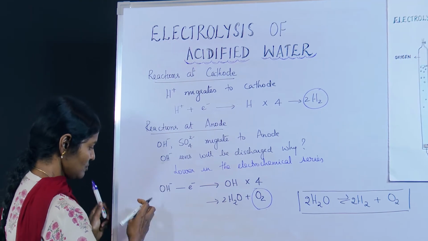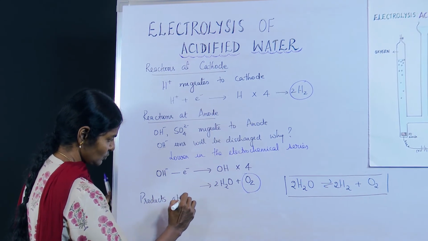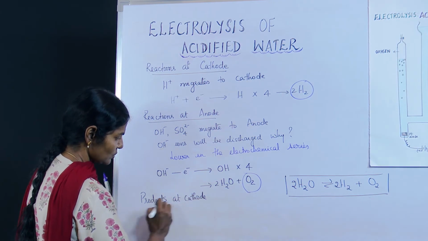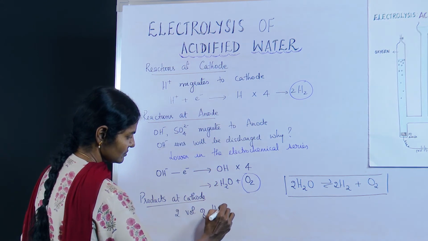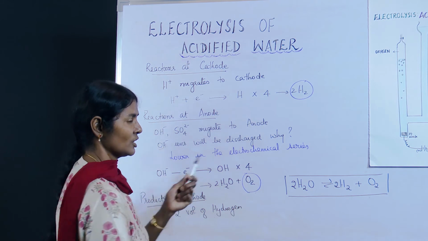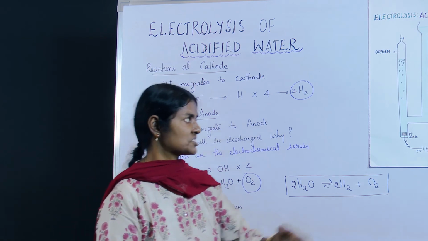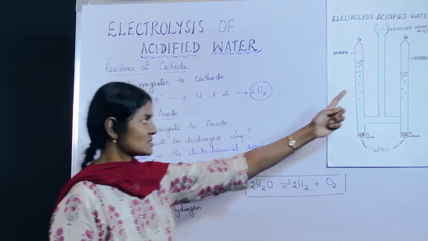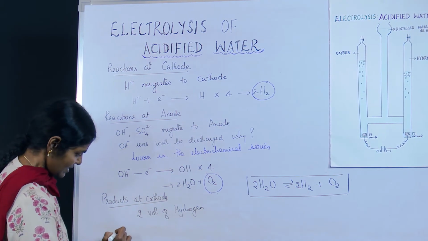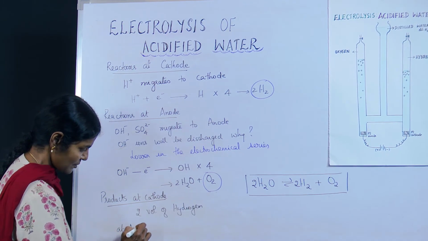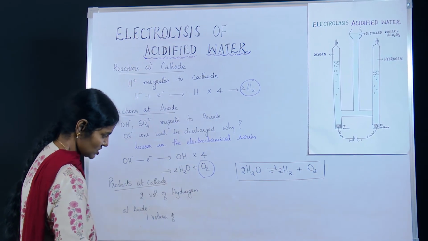So we move on to the products at the cathode and anode. So what do we observe? At the cathode, we have 2 volumes of hydrogen. How do we know? It's all gas and it has no color, no smell. How do we know about it? This hydrogen burns with a pop sound, so that goes to prove that it is hydrogen. Similarly, at anode, the product formed is 1 volume of oxygen.